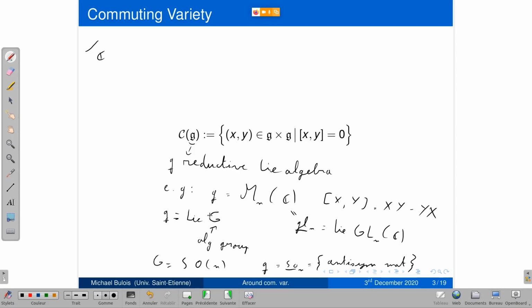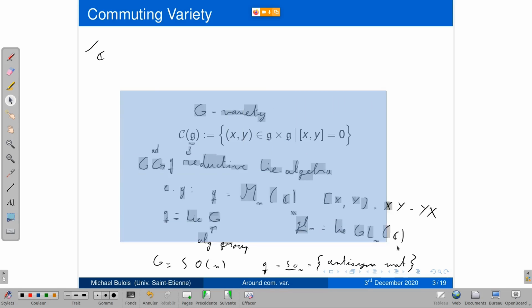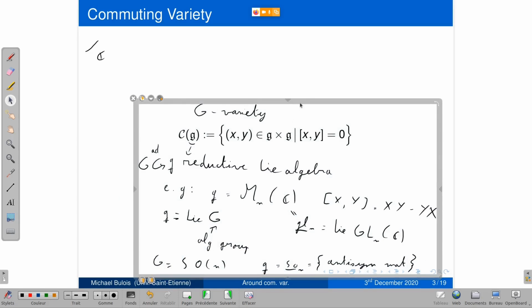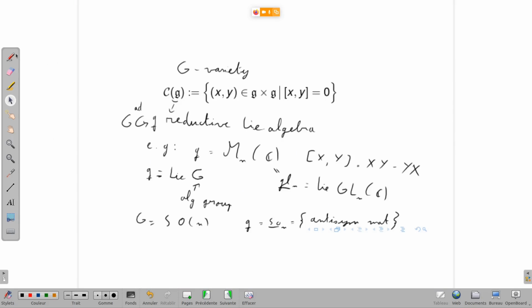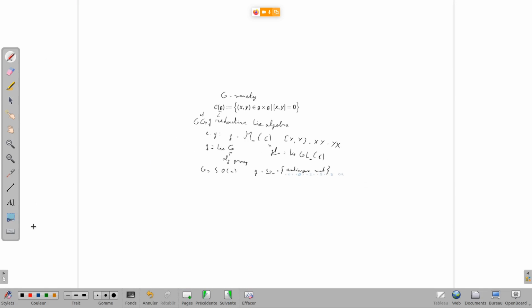So we have this group here, big G, and G acts on small g with the adjoint action. In the case of matrices, this is only the conjugation by an invertible matrix. And the commuting variety is a G-variety. It acts by simultaneous action on each part. Okay, so this is one fundamental thing, and I will zoom out a bit to show you some other settings.